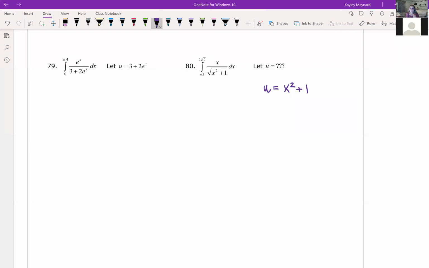So now I need to be able to sub something in also for dx. So we're going to go ahead and figure out what dx is based on what we have here. So we have du equals 2x dx. And then if I want to solve for dx, I get du over 2x is equal to dx.